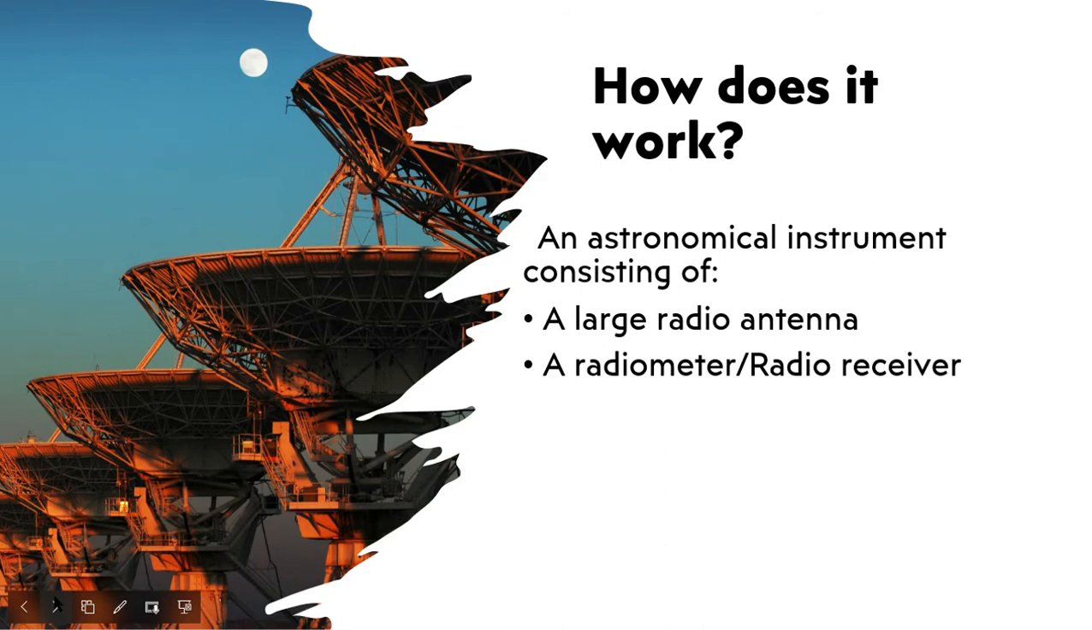What is a radio telescope made of? A radio telescope is an astronomical instrument consisting of a radio receiver and an antenna system that is used to detect radio frequency radiation emitted by extraterrestrial sources. Radio telescopes vary widely, but they all have two basic components, a large radio antenna and a radiometer or radio receiver.